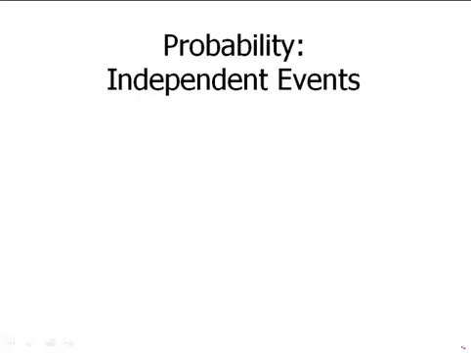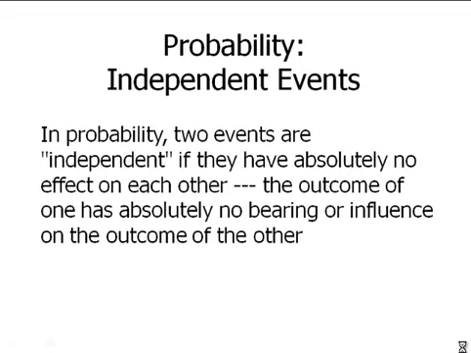In order to talk about the probability AND rule, we need to talk about the idea of independent events. So what does this mean? In probability, two events are independent if they have absolutely no effect on each other. The outcome of one has absolutely no bearing or influence on the outcome of the other.